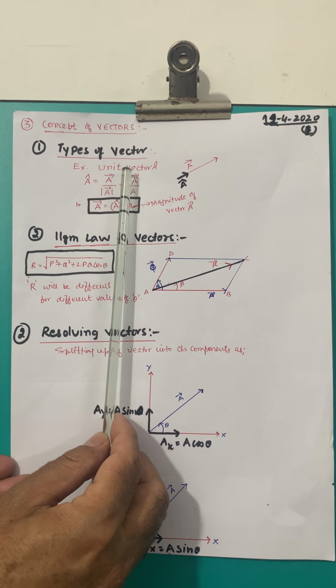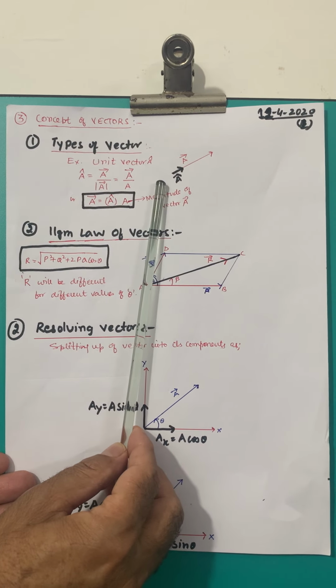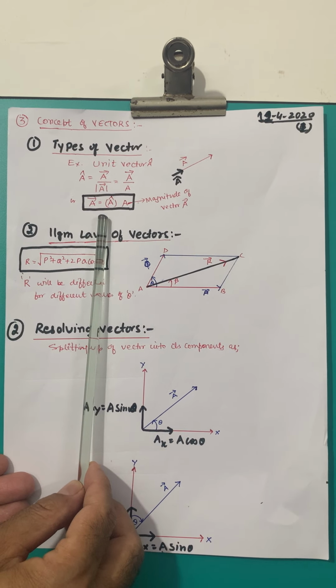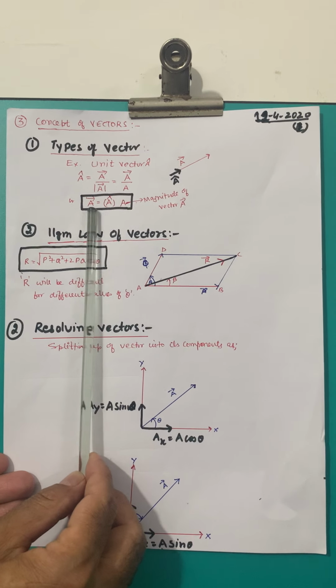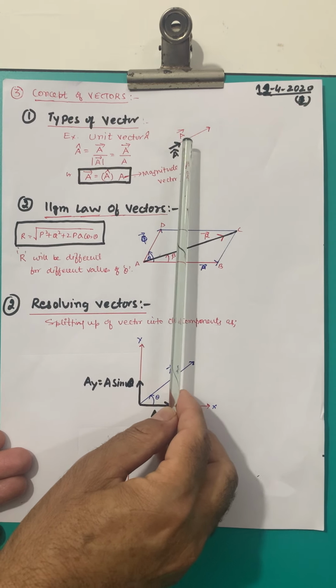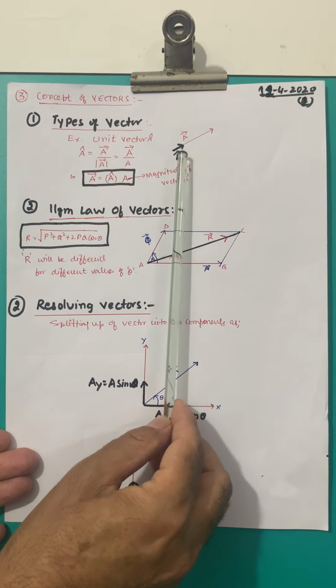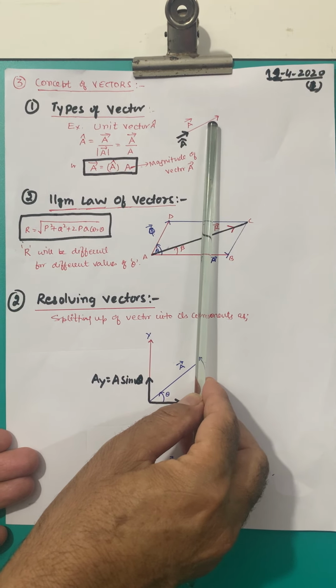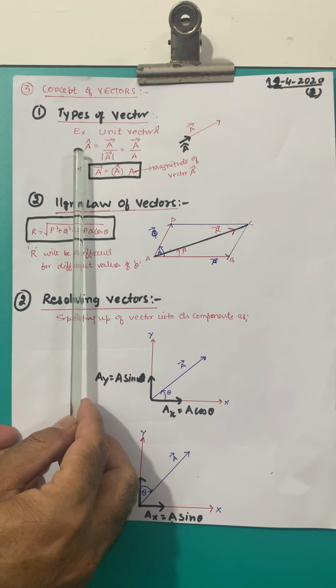Let us take one of the vector concepts, which is the unit vector. There are other vectors also, but the important one is the unit vector. How to write a unit vector, how to define it. The unit vector of any vector, which is represented by a cap, has the same direction as that of the bigger vector and its magnitude is 1.